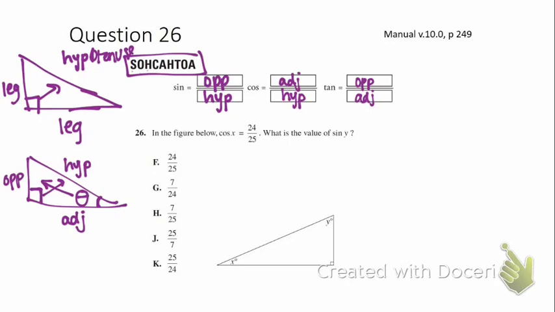Okay, so we'll do a couple problems here. In the figure below, cosine of x equals 24 over 25. What is the value of the sine of y? So just be careful. Notice that they're giving us x, but they're asking about y. I'm going to start by using x as my angle here. So the cosine is 24 over 25. Cosine, I know, is adjacent over hypotenuse.